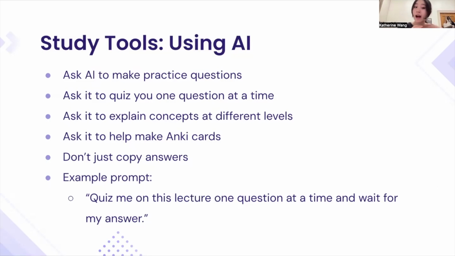Additionally, I've had friends who've asked AI to help make Anki cards, which can be really helpful and save you a lot of typing. And it's important not to just copy answers from AI because you really want to do this learning yourself, especially if you're going to be taking the MCAT and these concepts will come up again and again. So one example prompt would be: quiz me on this lecture one question at a time and wait for my answer. In this way, if for some reason you don't have a study group or someone you are able to study with, you can use AI to help reinforce your knowledge.